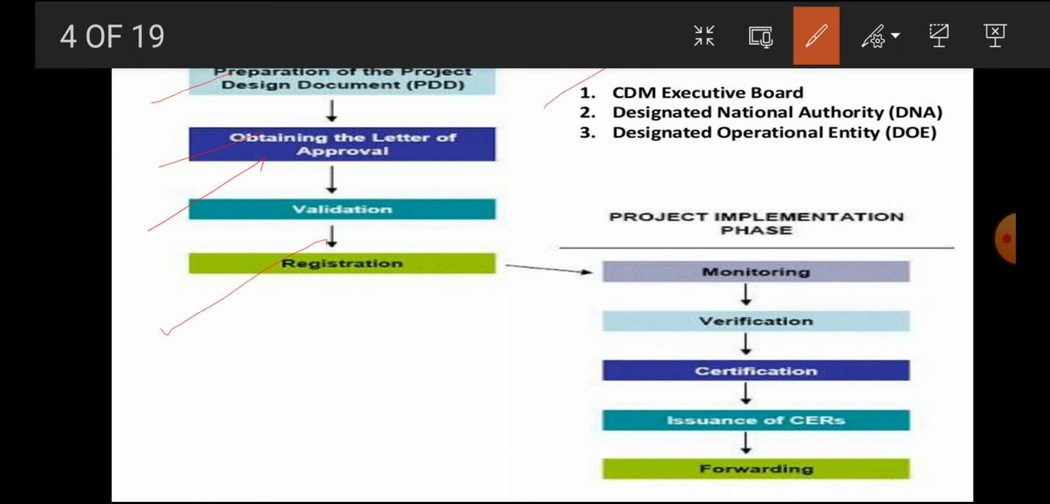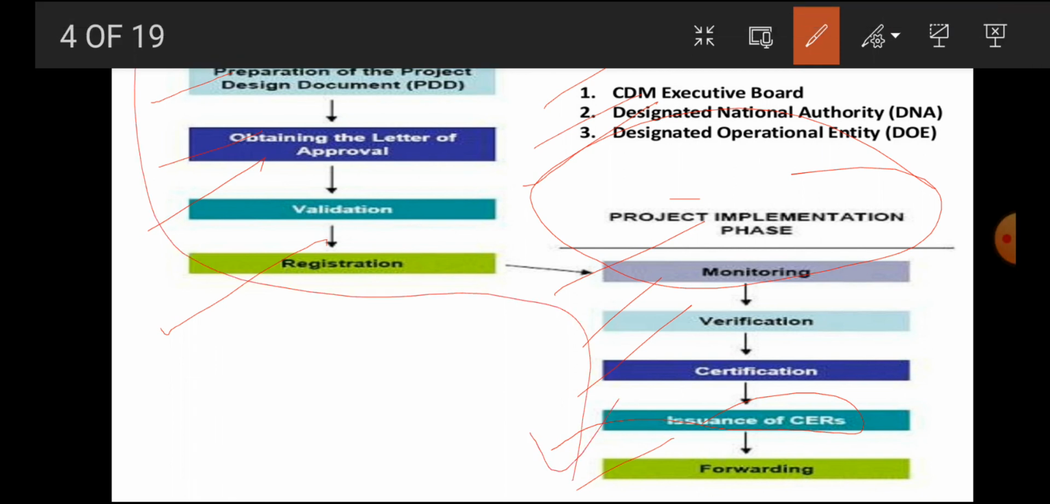CDM executive board, designated national authority, designated operational entity. Then the implementation phase, how you will implement this project. So it will come under monitoring, verification, certification, issuance of CERs, that is certified emission reductions, then forwarding. So this is the flow chart, how the project will move. This is the whole concept of CDM, that is clean development mechanism, and how it works.